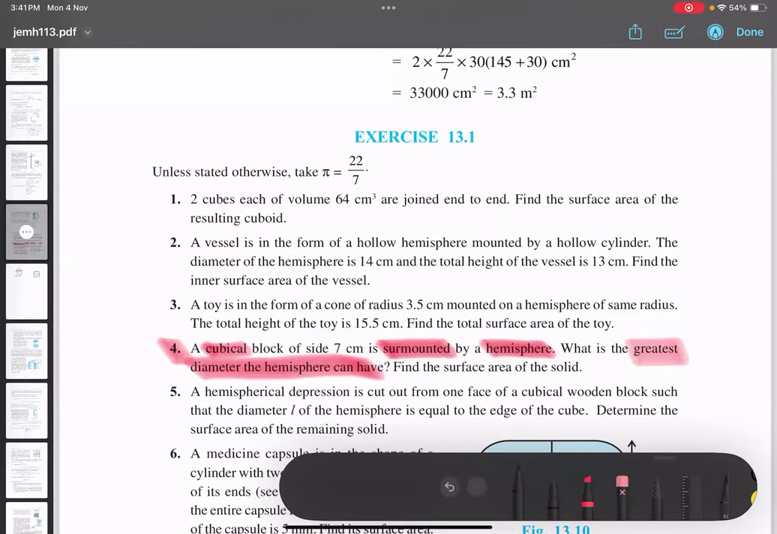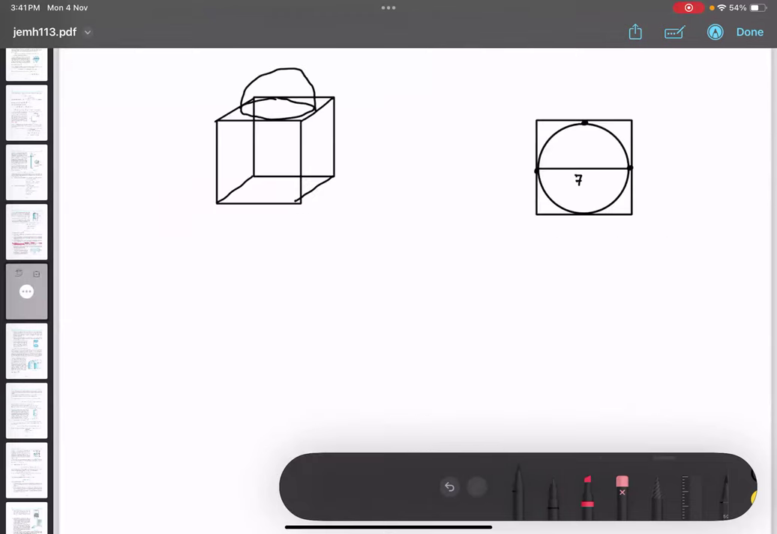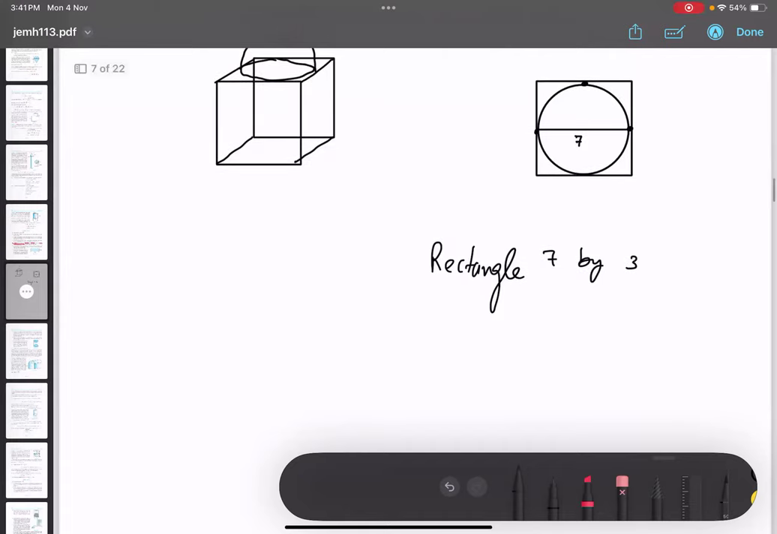Let me ask you a different question with respect to this. If there is a rectangle with 7 by 3, what is the greatest diameter possible if I draw a circle inside the rectangle? Neil, what do you think? A rectangle with length 7, breadth 3. What is the maximum diameter of the circle possible? So 7, okay. Kanav? I guess 3.